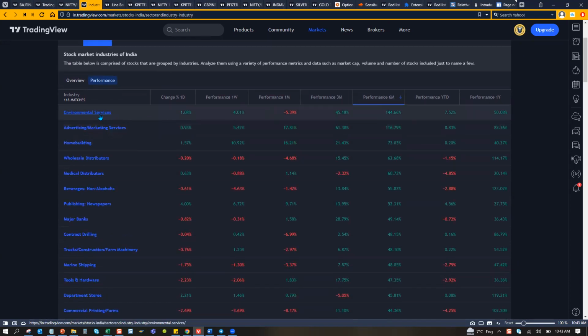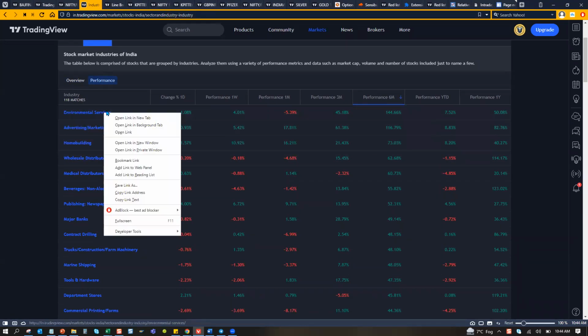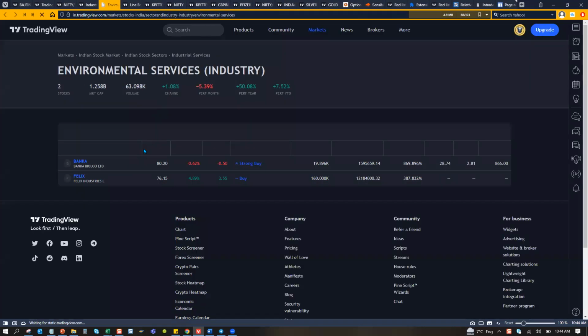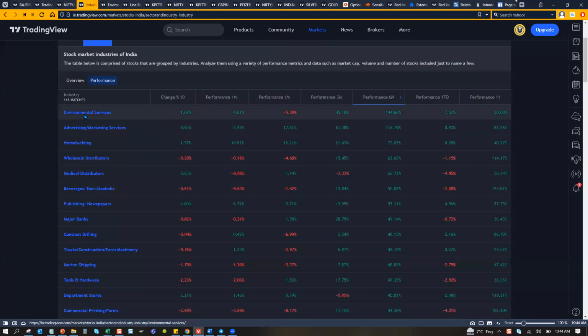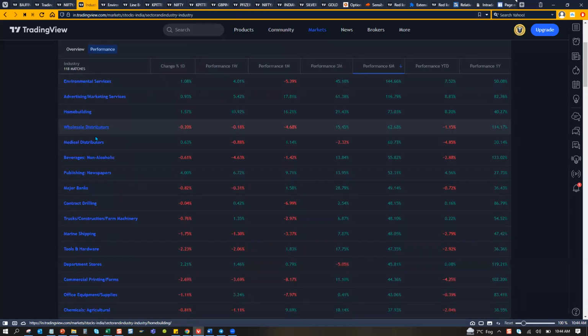So this particular sector, environmental services, has been doing very well. What you can then do is see what kind of stocks are there in this particular sector. In environment, there are maybe some small caps, I don't know. You can just play around with this. So here you will see each and every sector.